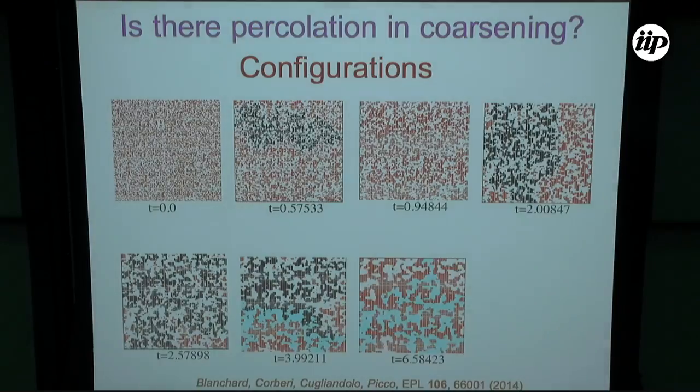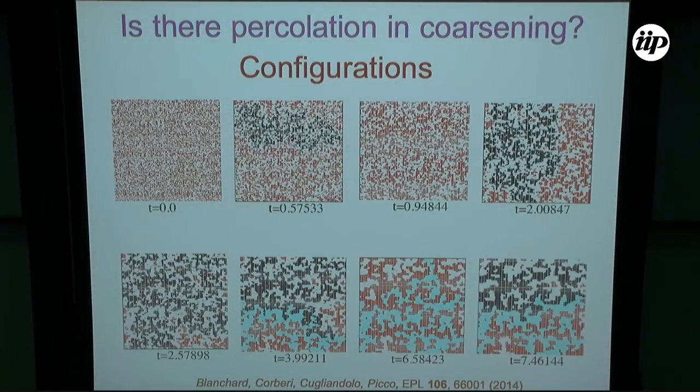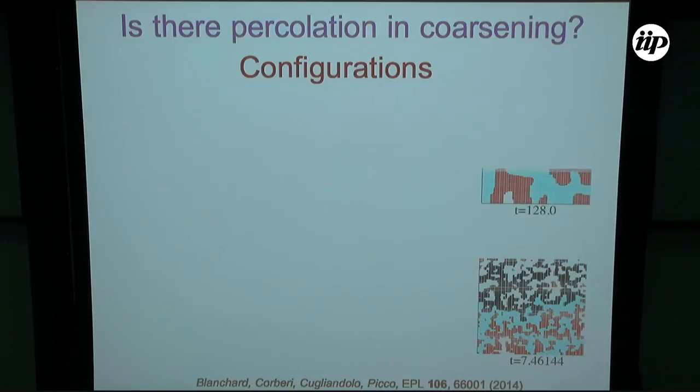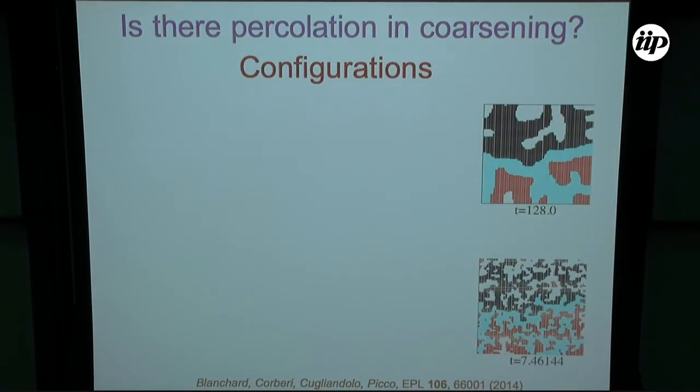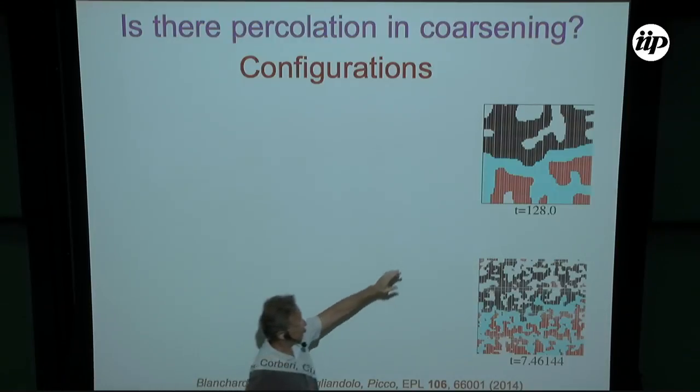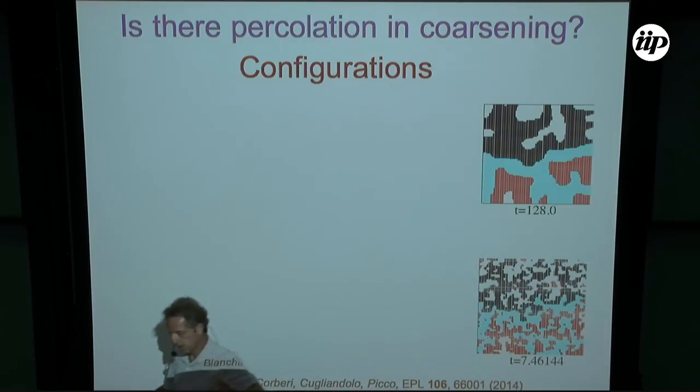Then you will see that the black one disappears. The blue one remains there. And if you go to much, much longer times, like more than 100, you see that the blue one is still there. It changes a bit, of course. It is coarsening, but it is still there.